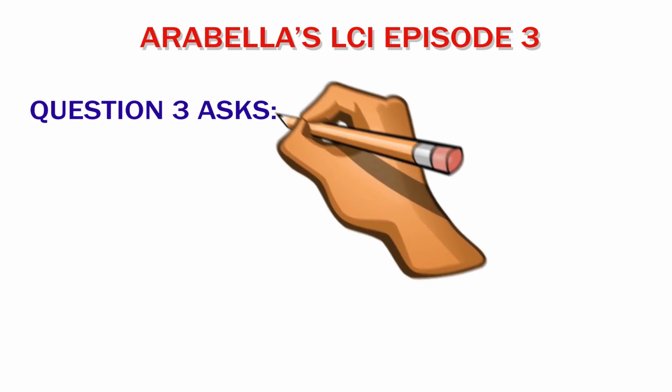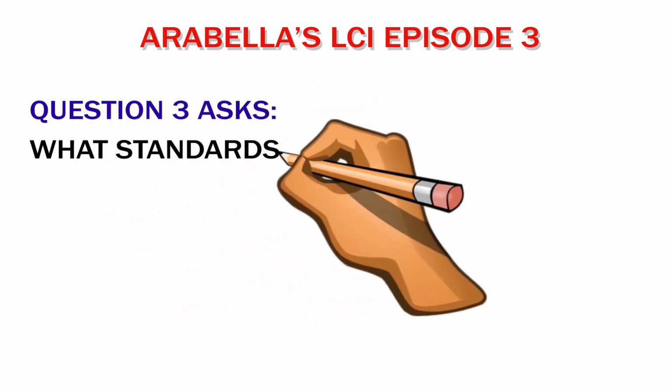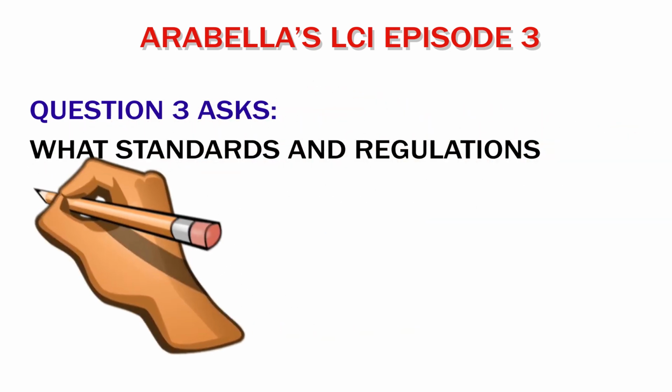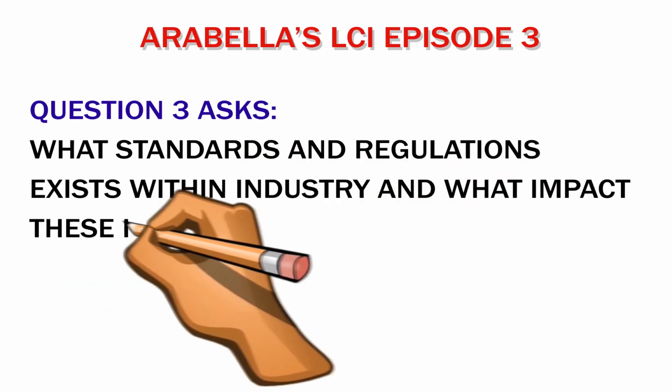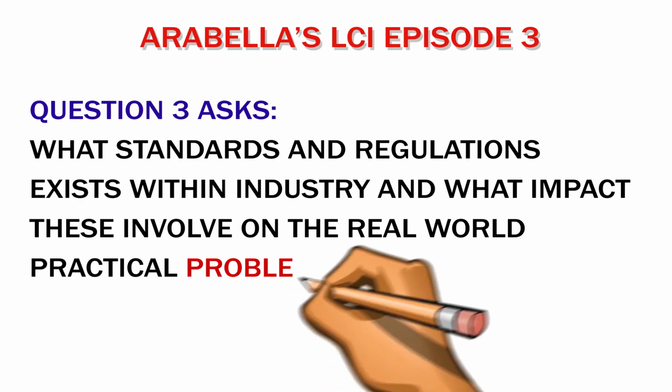Question number 3 asks, what standards and regulations exist within industry and what impact do these have on the real-world practical problem? The questions raised by the problem identification component need answers from an academic inventor and entrepreneur. And it is expected that when the answers to all these 3 questions are depicted by the academic inventors, the research proposal will develop gradually.